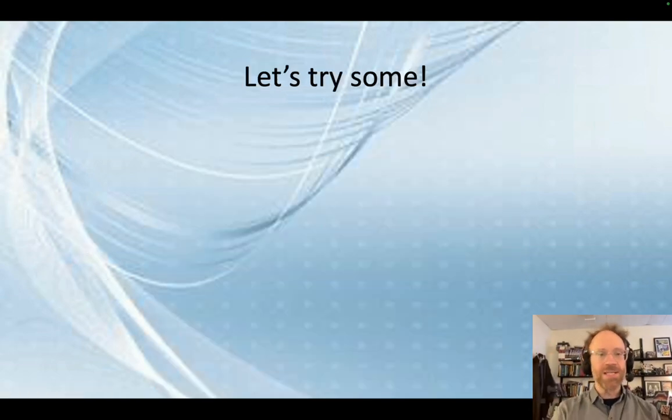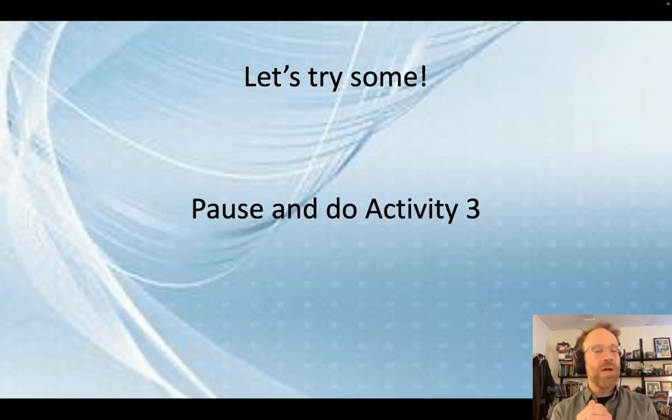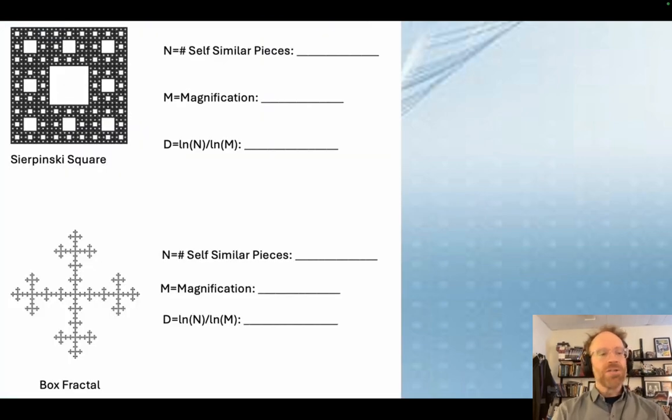Okay, so let's try some. So I want you to pause and do activity 3, and you can find some of these different fractal dimensions. Okay, so here's what we have. The Sierpinski square, this is kind of the sibling to the Sierpinski triangle. So how many self-similar pieces, what's the magnification, what's the d?